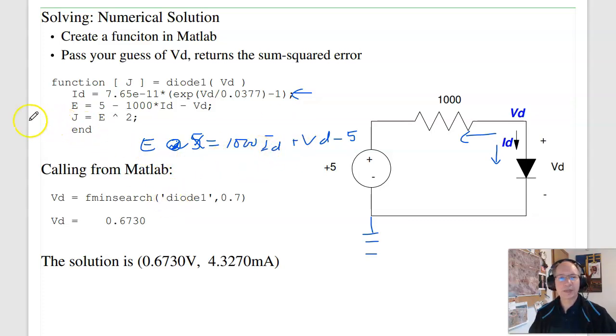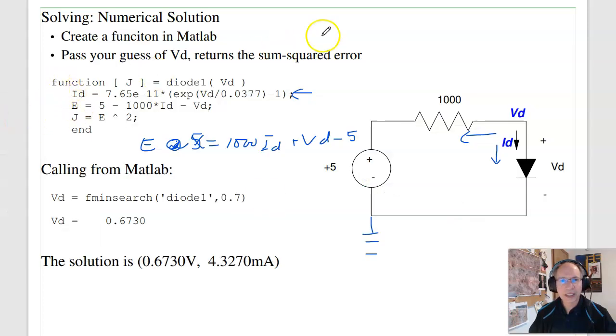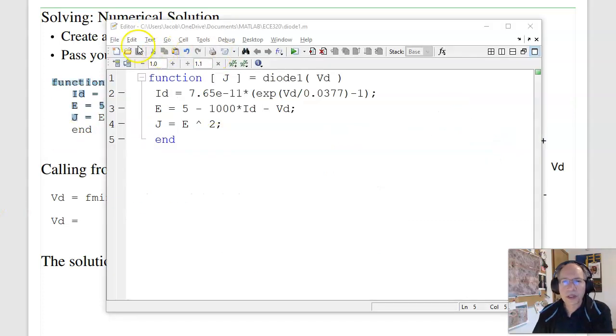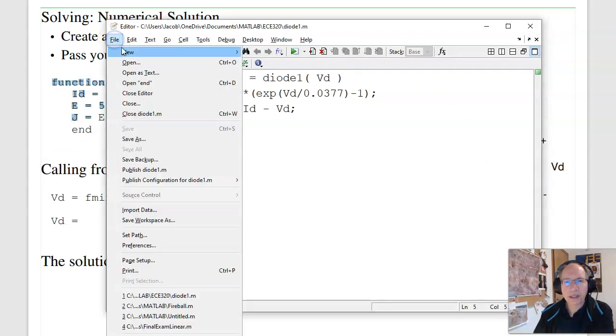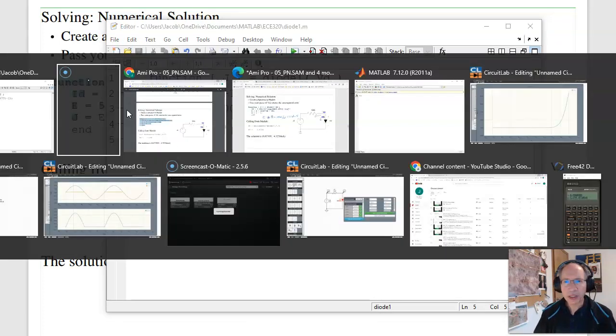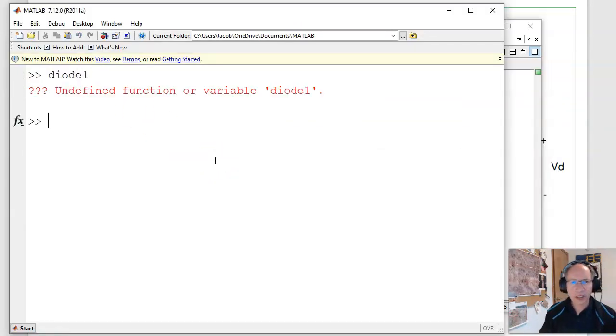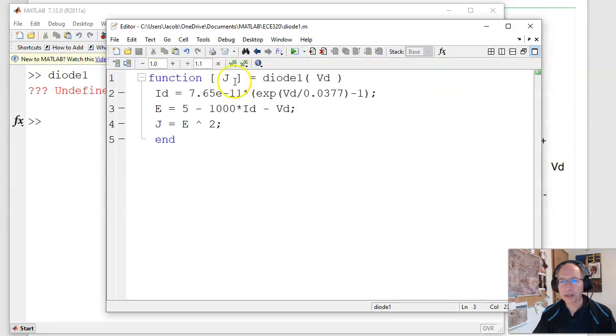Now solve using fminsearch. And to show you how that works, I've got a lot of stuff open here. Let's take this function. So in Matlab, I did a file new and put this in Matlab. Diode1 is not a function of Matlab. If I call it, it's going to give me an error message. I don't know what that is. Well, I'm going to create this M file and save it.